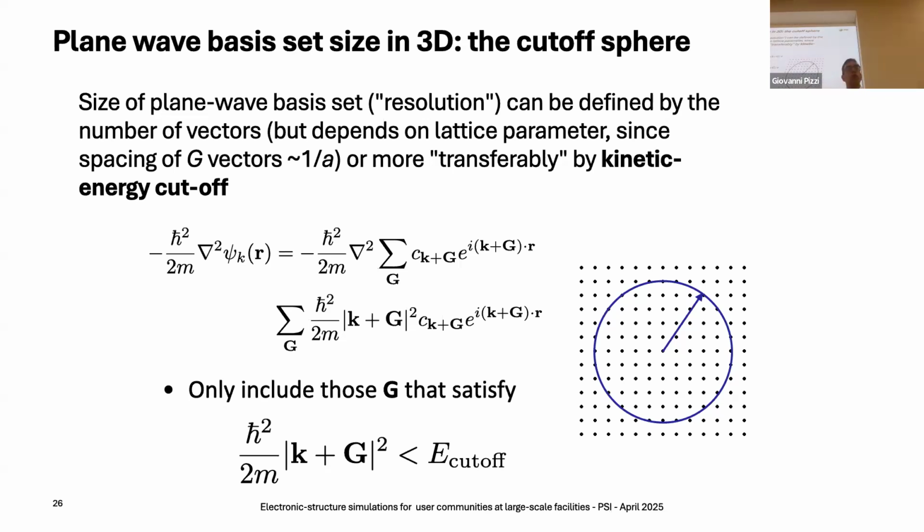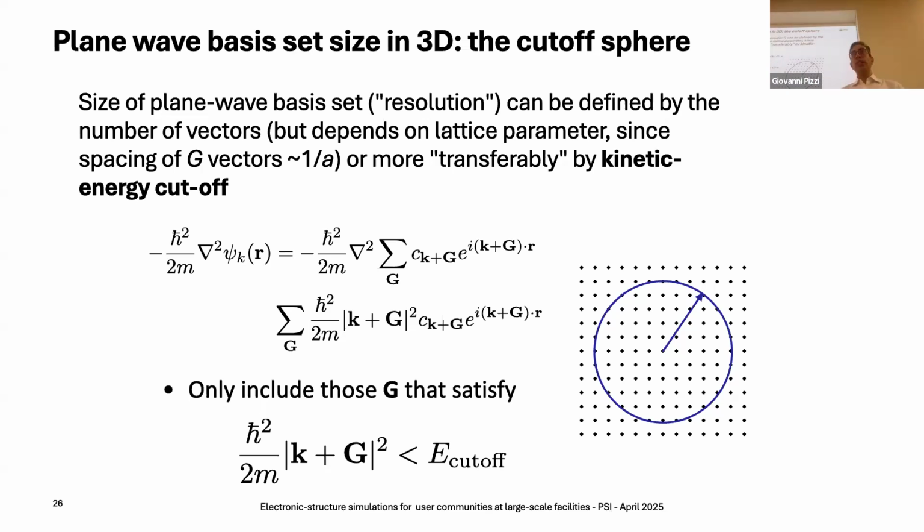That's one good way to say it, but it's not very nice for one reason: essentially the distance between G vectors, if you remember from the previous slides, goes as 2 pi over A. So it depends on the size of your system. If you have a very large system, the distance is very small. If you have a small system, the distance is very large. So depending on the system, the number of points is a variable which is harder to capture.